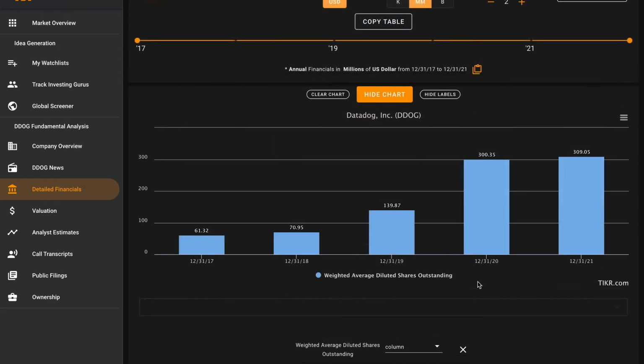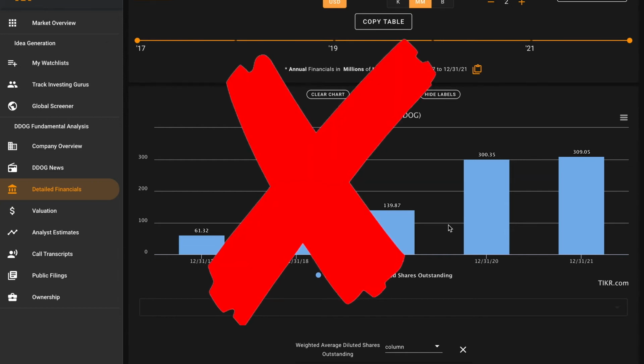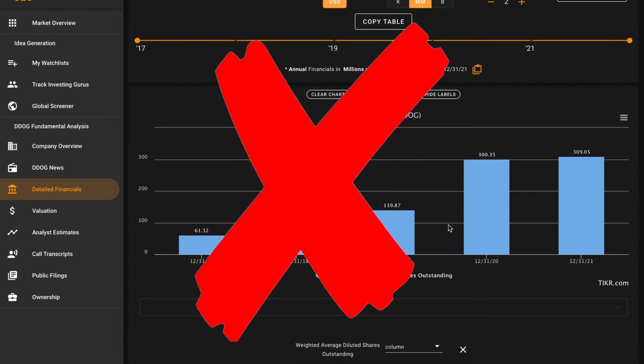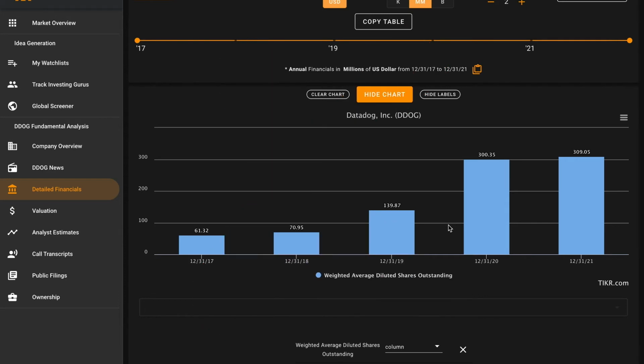Pillar number five, we don't want a business to be diluting existing shareholders. So we're looking for a decreasing share count. However, that's not what we're seeing here. In 2017, when they were a private business, they had 61 million shares outstanding. In 2021, they had 310 million shares outstanding. So there's been an 80% dilution of shareholders here. That is a big X and a huge red flag. Unfortunately, that's not too uncommon in these high growth tech businesses.